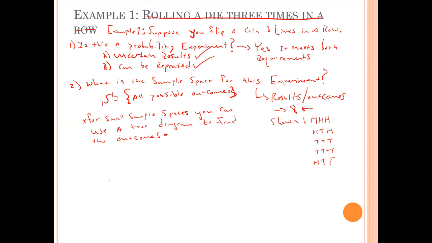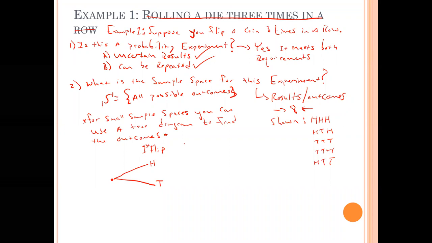Okay. You're going to do a little dot here. This is going to be the start of your tree. And then what you're going to do is you're going to list the first thing you're going to do. The first thing you're going to do is the first flip. On your first flip, what are the 2 possible things that could come up? You could get a head, or what else could you get? Okay. So this shows me the outcomes for the first flip.